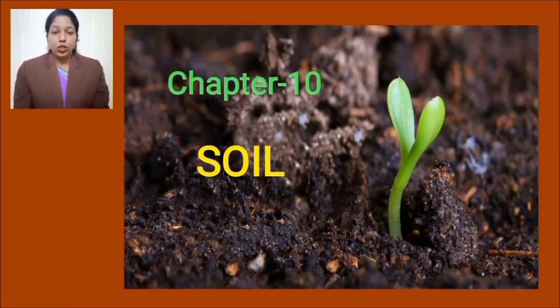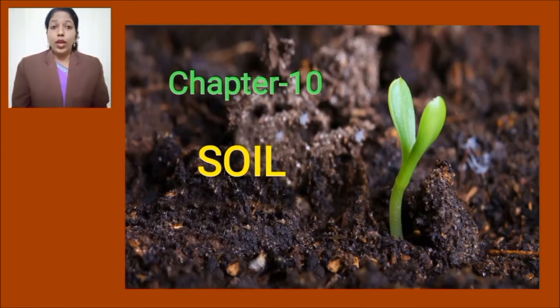Chapter 10. Soil. Soil is a necessary element for life. All plants grow in the soil, and we know plants are the primary source of food, because only plants are able to make their own food. All animals and humans depend on plants directly or indirectly for their food.